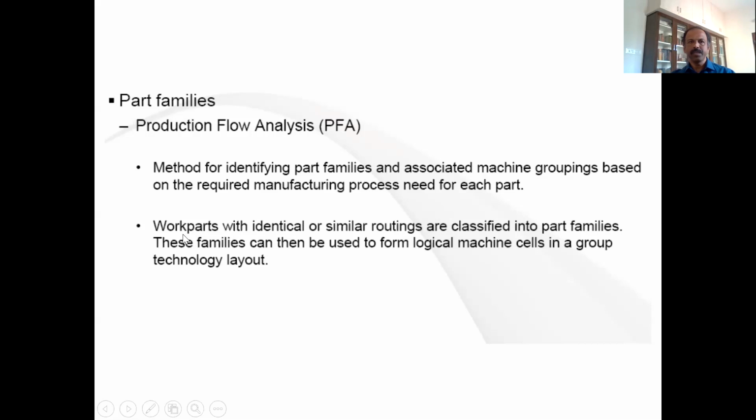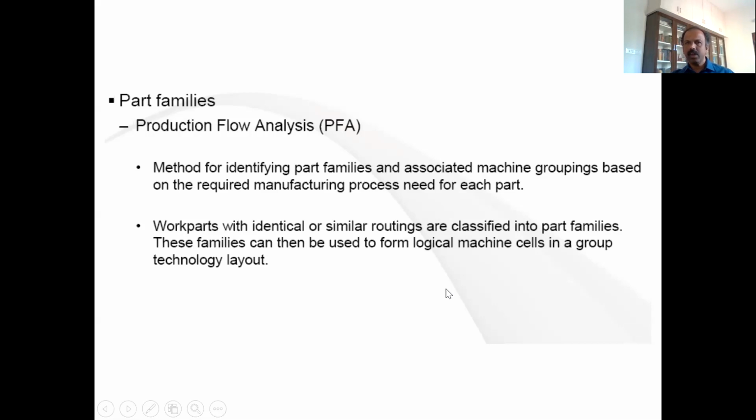So that means to say, each work part requires some machines in order to complete all the operations. Like that, for each of the work parts, we will identify which machines are required to complete all the operations on an individual work part.